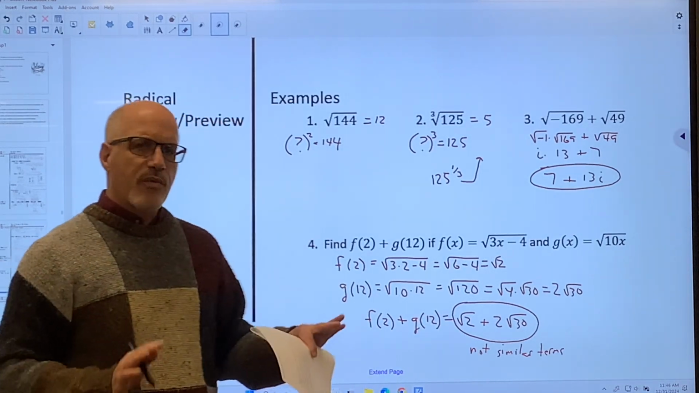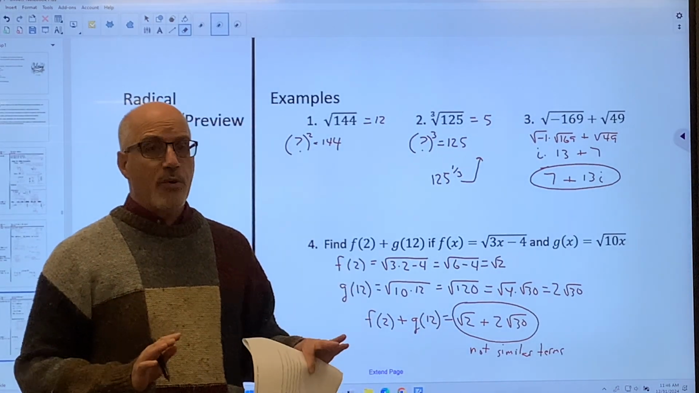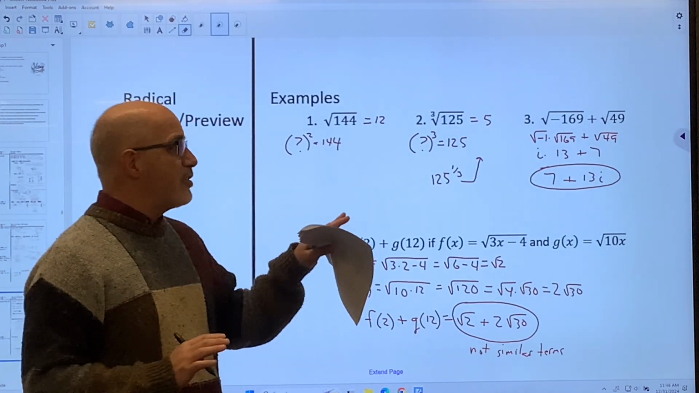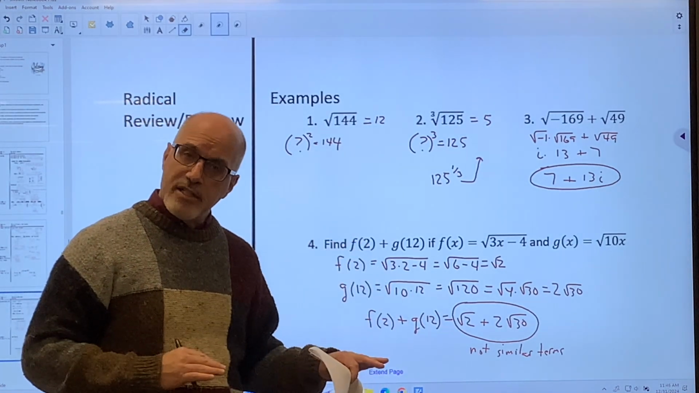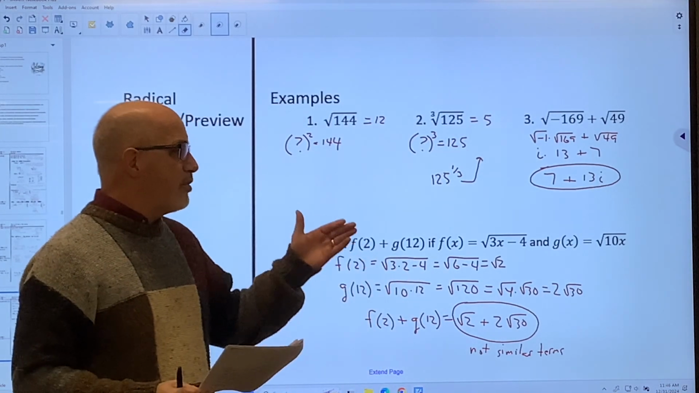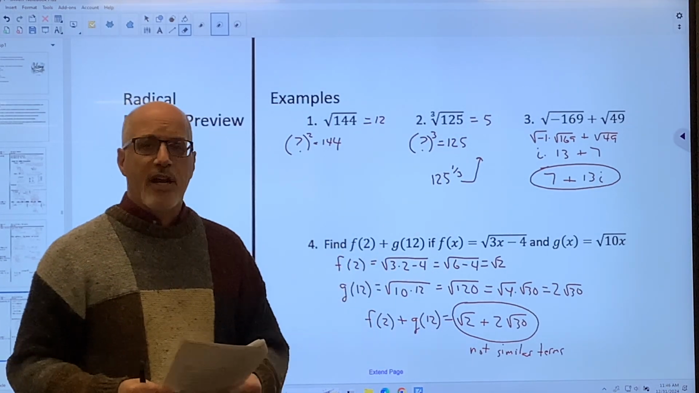So what we've done is we've reviewed some of the exponent rules that we've learned before, and then we've also applied some of that to our radicals, talked about what we knew before about radicals, and then started talking about newer ideas about simplifying radicals.